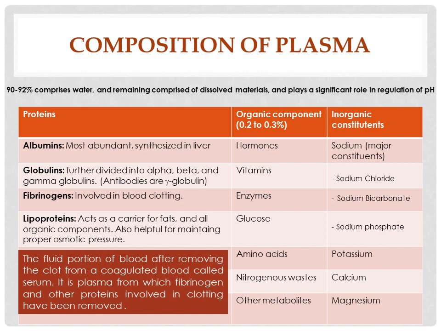Next, coming to the organic components, though they constitute only 0.2 to 0.3%, these organic components are hormones, vitamins, enzymes, glucose, amino acids, nitrogenous waste, and other metabolites. For the detection of all these things, we need to separate the serum out.